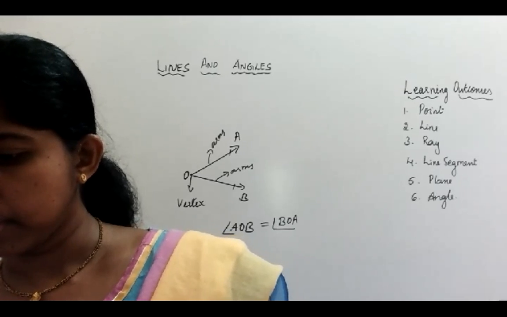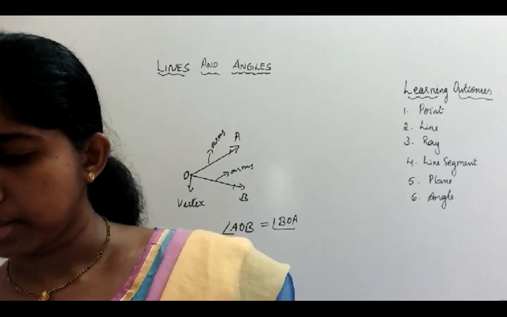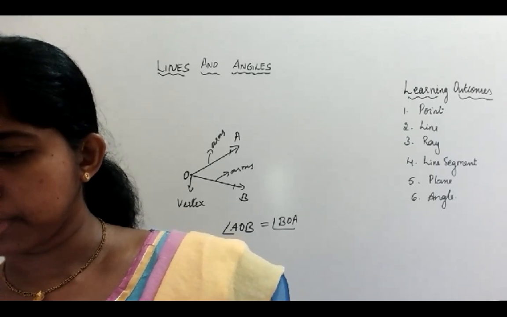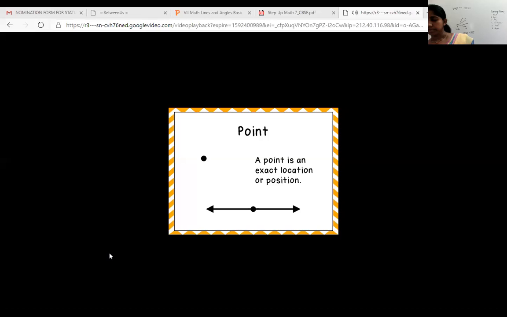Points, rays, line segments, lines, and angles. So 3.9. Okay, let's take a look at these different shapes. The first one we have is a point. So here they are explaining about a point.